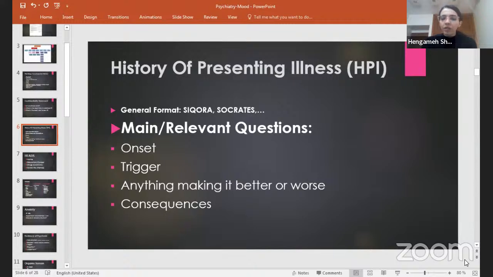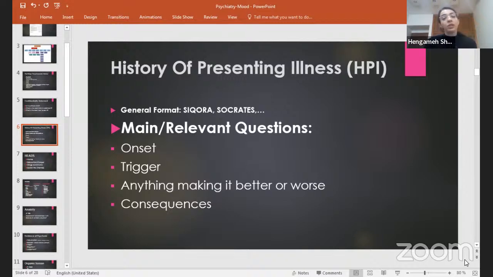But there are 4 parts of history of presenting illness that we shouldn't miss in psychosocial history. There's the onset. How long have you been feeling like this? How long have you been struggling with this, whatever the chief complaint is? Then asking about the trigger. Has anything happened before that might have caused this? This is the way we ask it. Have you noticed anything making it better or worse?